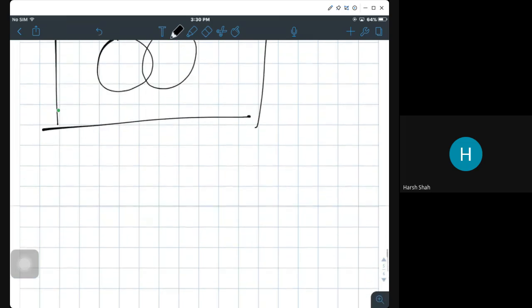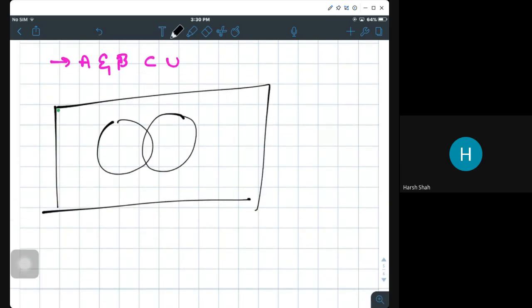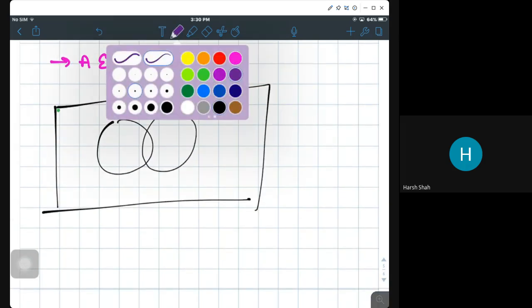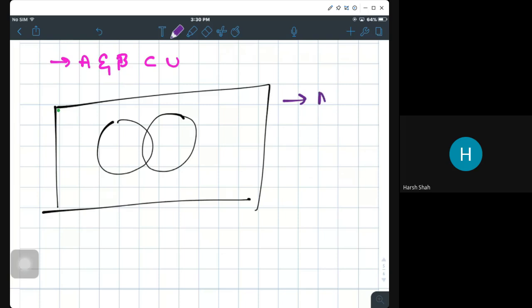Okay, now I'll take, let's say, purple color. I'll tell A union B. So if I say A union B, I mean the elements in A as well as in B. This is A union B.